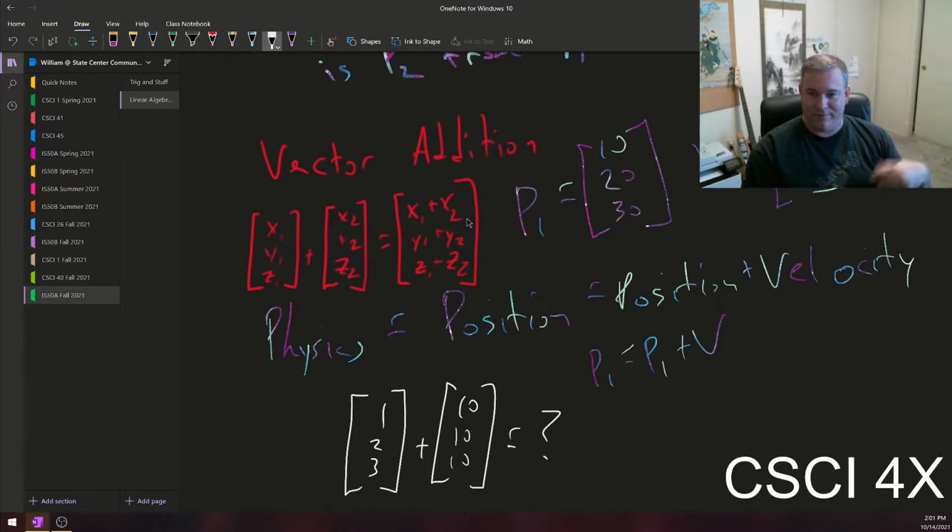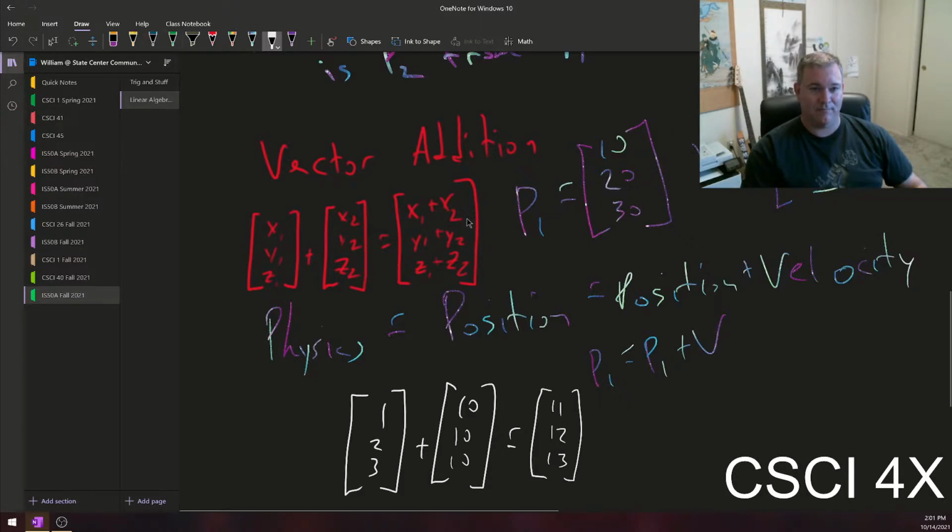Yeah, it's 11, 12, 13. Okay, so that's the answer. And if this was subtraction instead, if we did subtraction instead, what is the answer? Remember negative numbers. 1 minus 10, it's not 9.